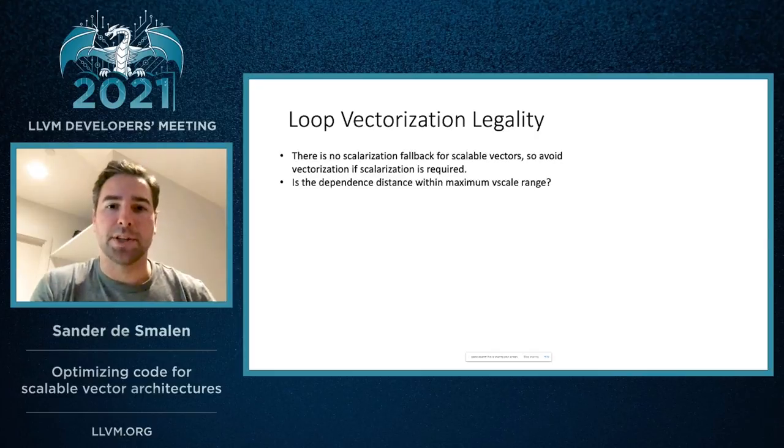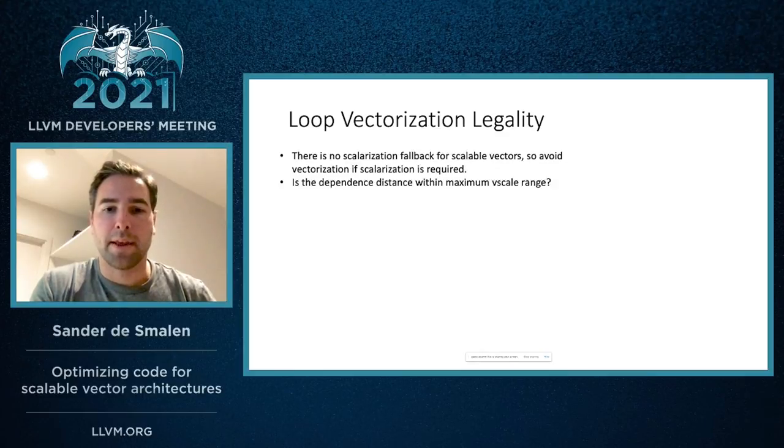Falling back to scalarization is especially expensive for scalable vectors because it requires generating a loop with a scalable number of iterations that cannot be unrolled at compile time. Therefore, there is no scalarization fallback for scalable vectors, and we need to be extra cautious not to consider a loop legal for scalable VFs if it requires scalarization. Examples of this are predicated integer divides, which require the LLVM VP intrinsics for vector predication. And this is currently not yet integrated into the loop vectorizer.